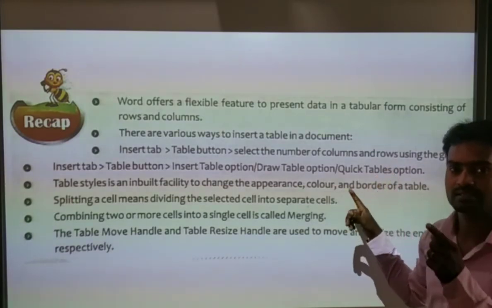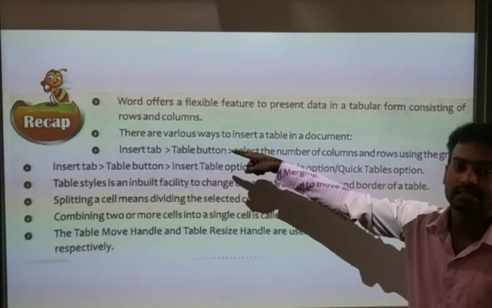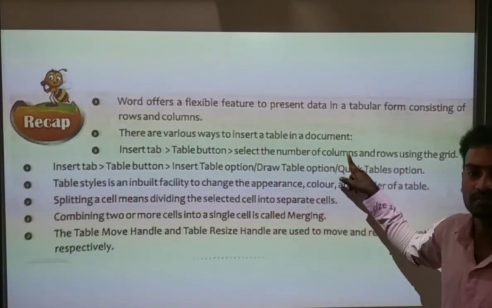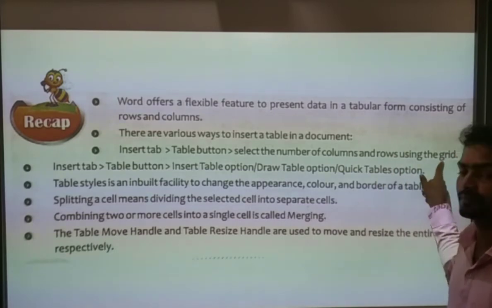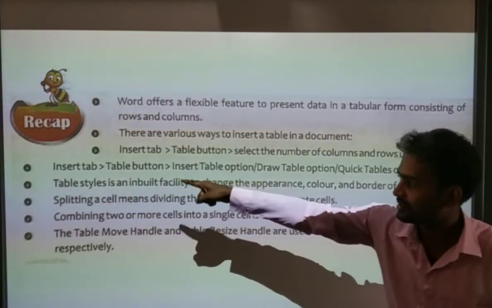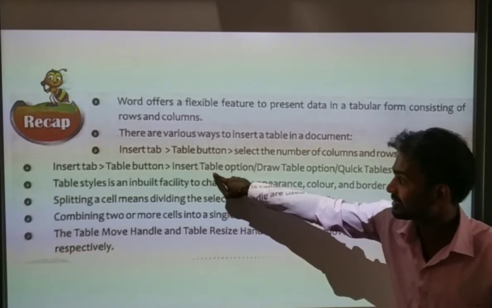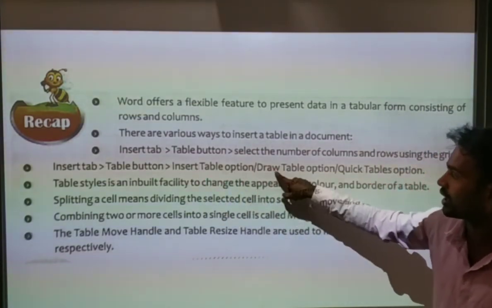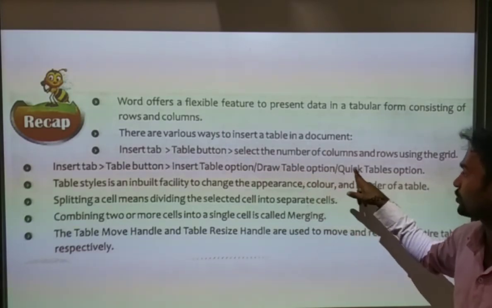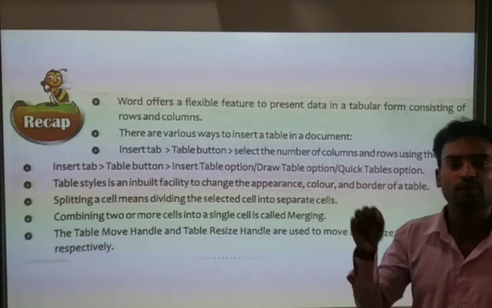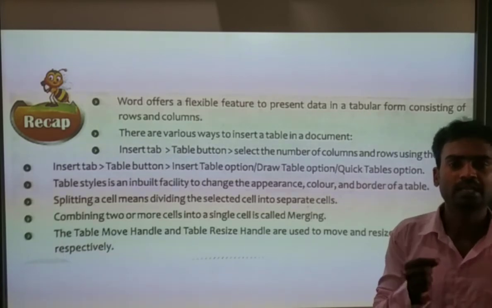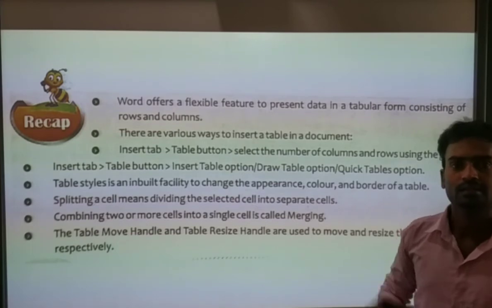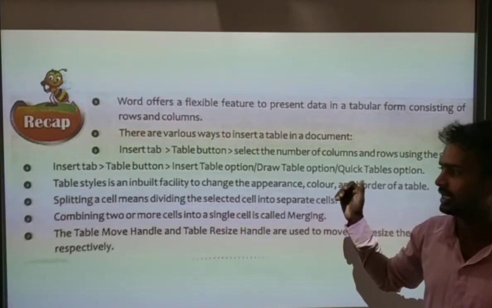We have to select the insert tab under the table button, and we can select the number of columns and rows in the grid view. And one more method is insert tab, table button, insert table option. Here we have to manually type how many rows and how many columns we need. We have typed, then you click OK. This is another method, right?